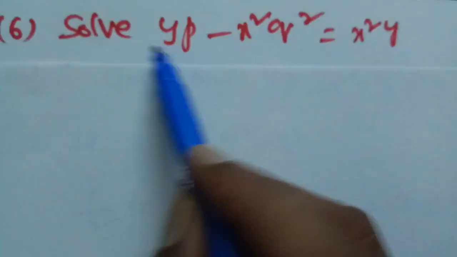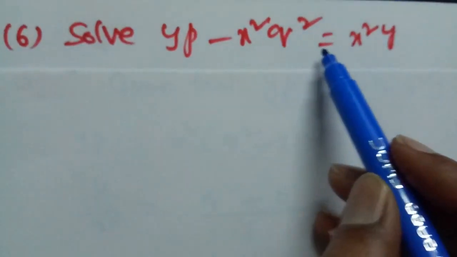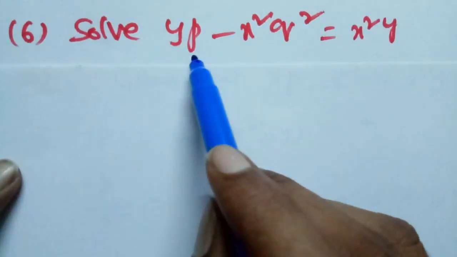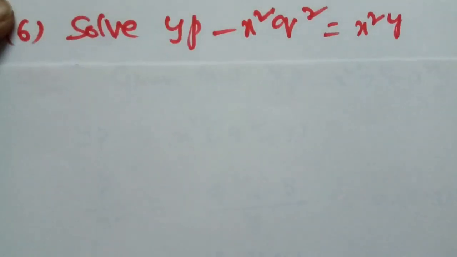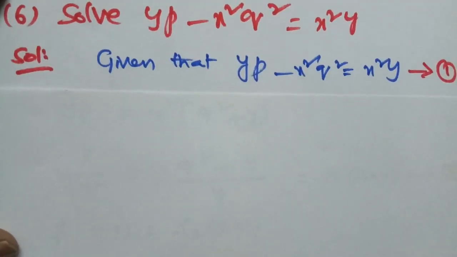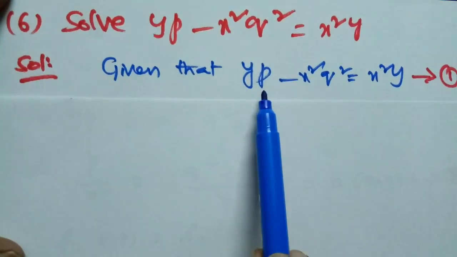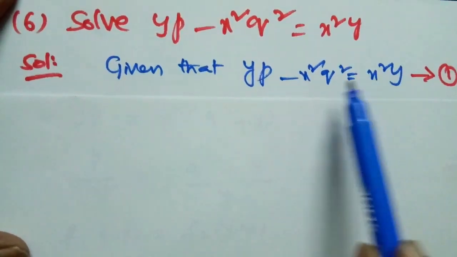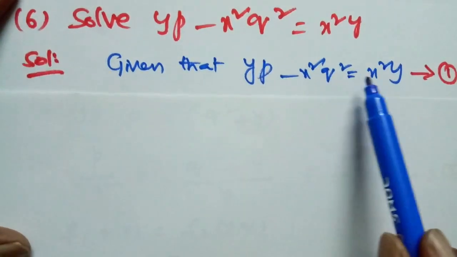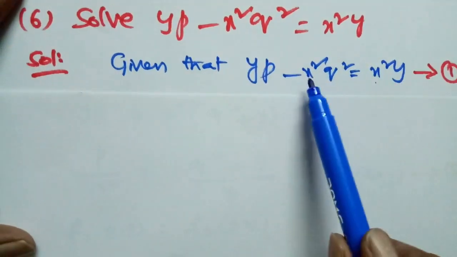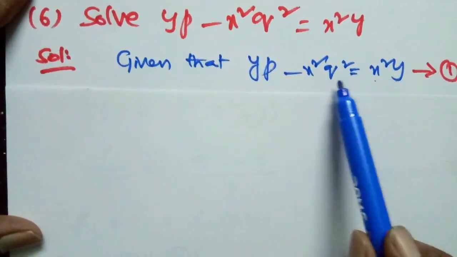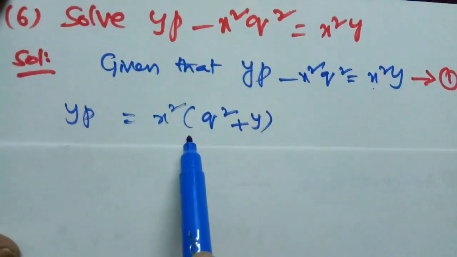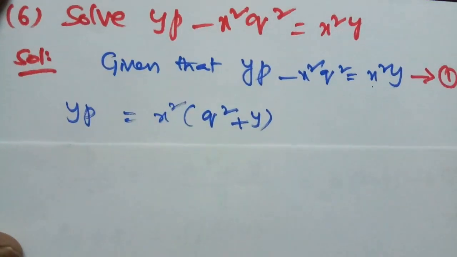Problem number 6. Solve yp minus x square q square is equal to x square y. Write down the given equation: yp minus x square q square is equal to x square y. Now this can be rearranged: yp is equal to x square plus x square q square plus x square y. Therefore, x square is a common factor on the right hand side, so yp is equal to x square into q square plus y.